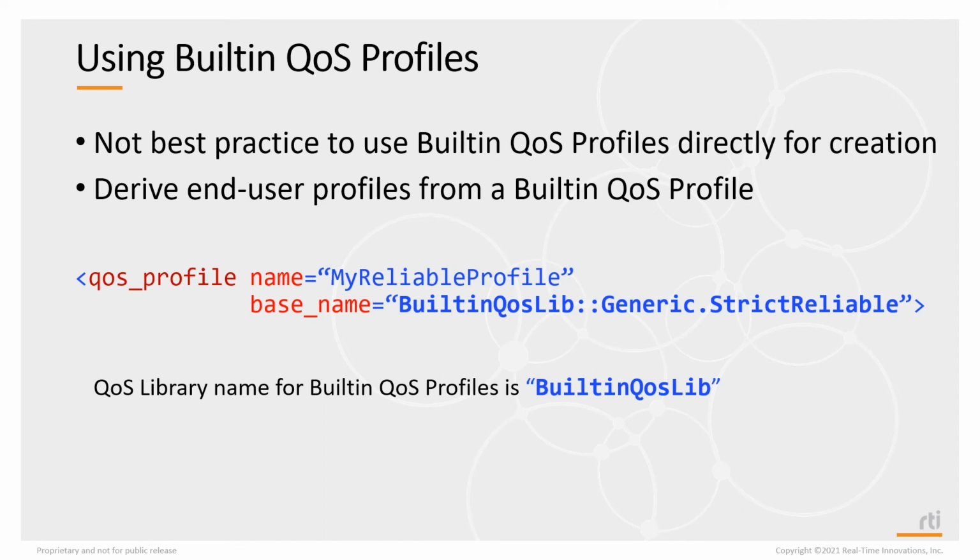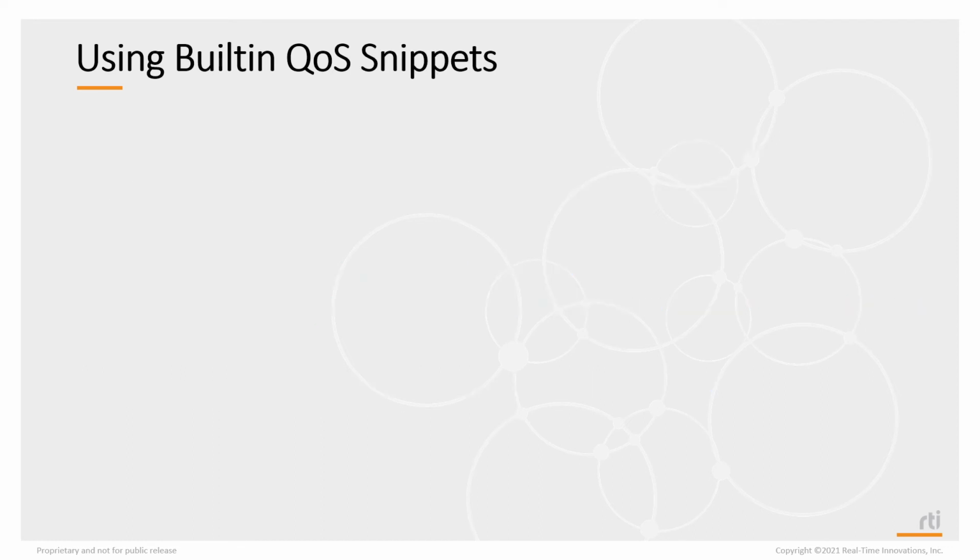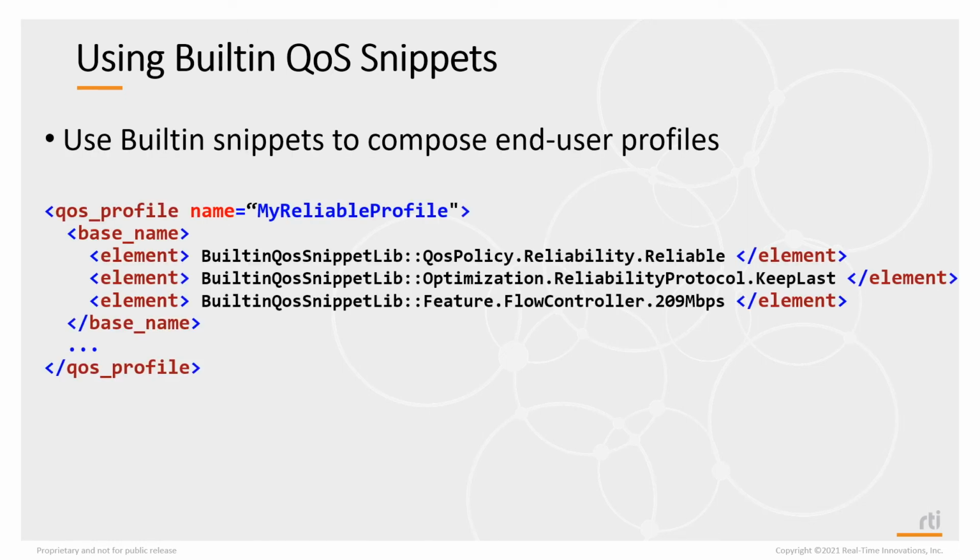So how to use built-in QoS snippets? Well, you use built-in QoS snippets to compose your end-user QoS profiles. And the syntax to do that is to use the base_name tag, and the base_name is actually a sequence of snippets. So you just add all the snippets that you want to use, each one as an element.